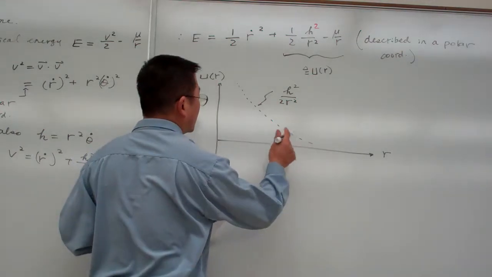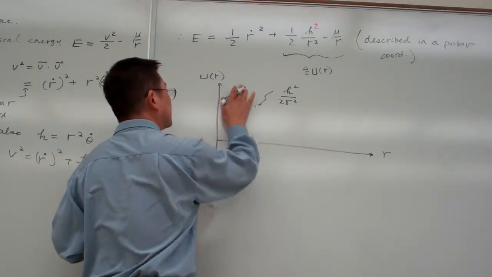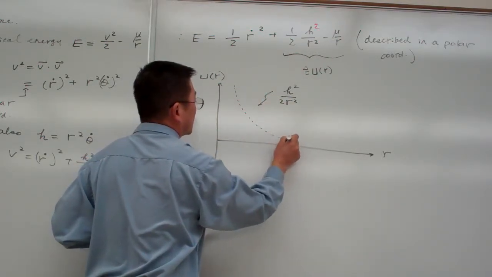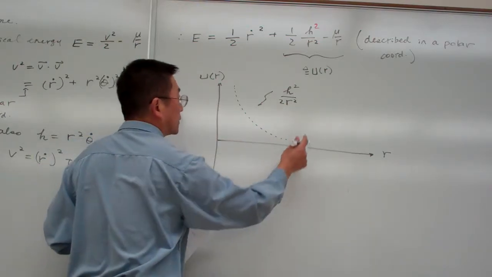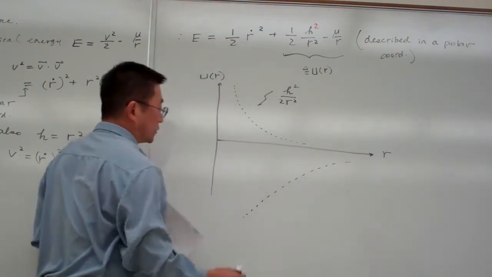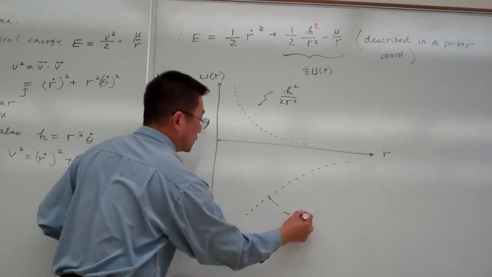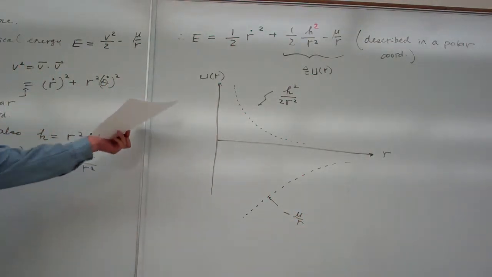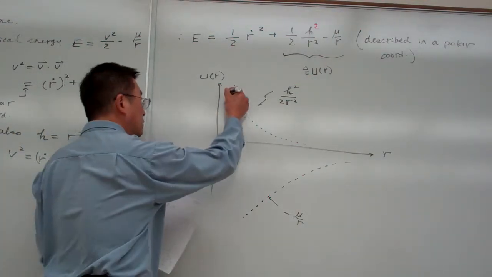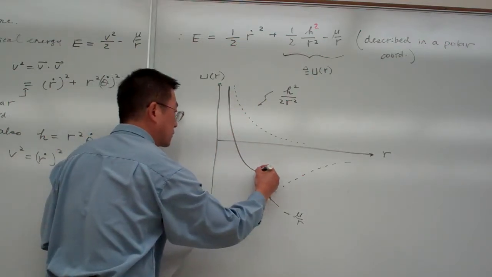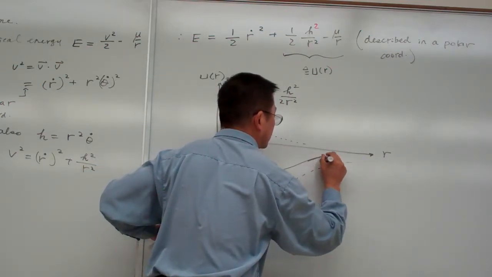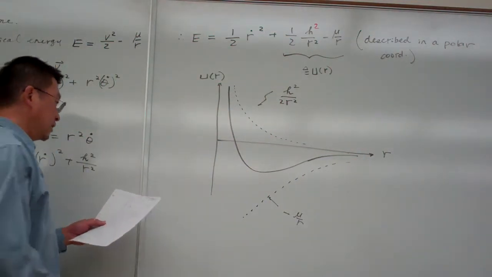And then the other one decays more slowly, because the first is r squared in the denominator, and this is r in the denominator, so this is slower. This one is negative, minus mu over r. So the potential energy is simply the summation of the two terms. Let me add up the whole thing. The summation of the two terms will be something like this. Okay, so this is U of r.